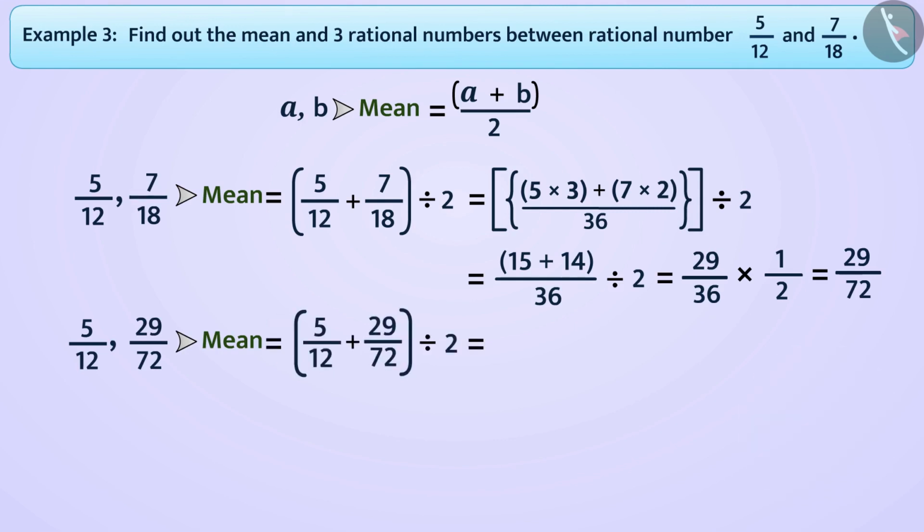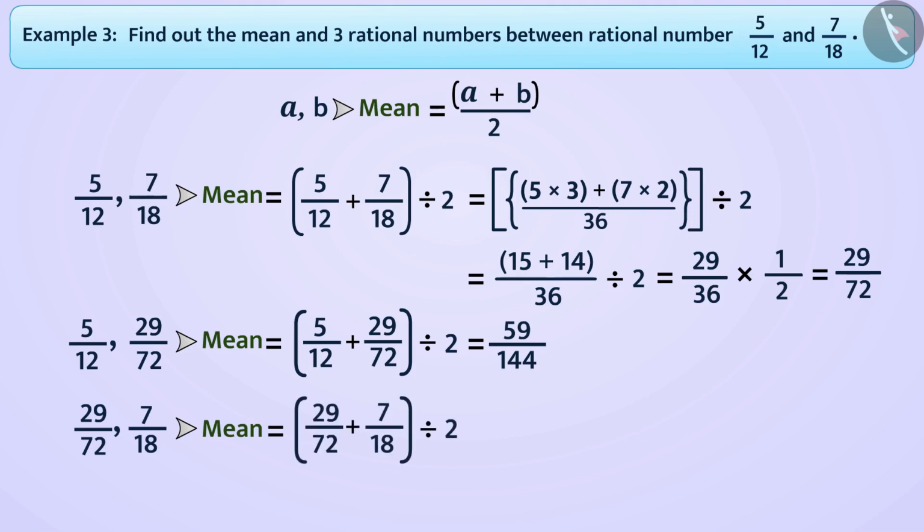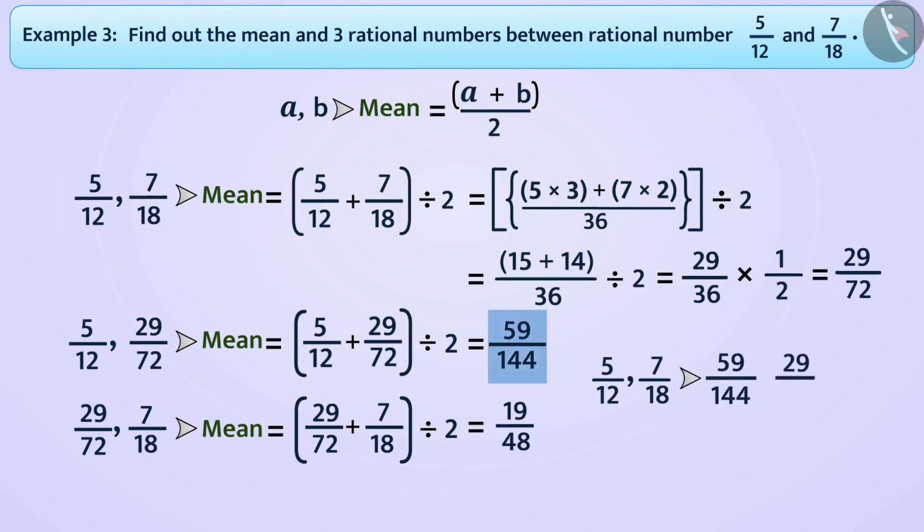You will get the answer as 59 by 144. In this way, we can find out the mean of 29 by 72 and 7 by 18. Their mean will be 29 by 72 plus 7 by 18 divided by 2 is equal to 19 by 48. In this way, 3 rational numbers between 5 by 12 and 7 by 18 are 59 by 144, 29 by 72 and 19 by 48.